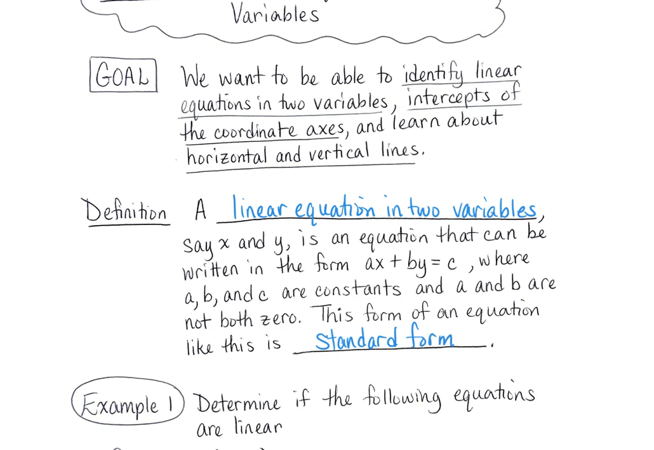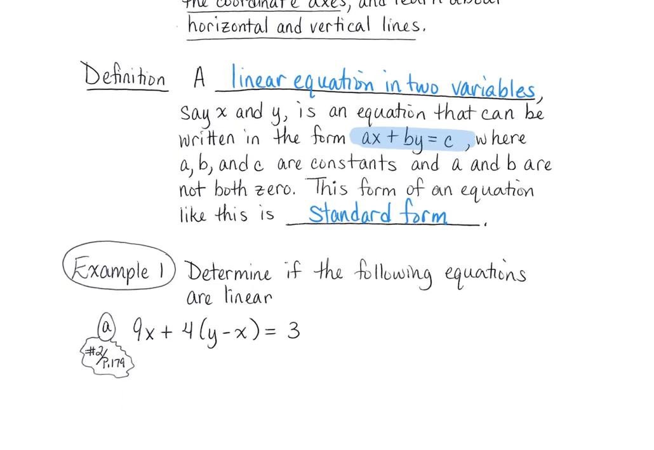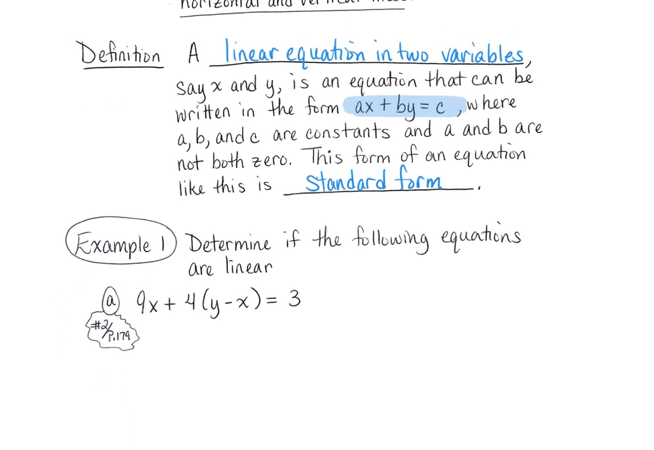So the takeaway from this definition: the standard form of a linear equation in two variables is given by ax plus by equals c, where a and b are not both zero, and they're constants or numbers, and c is a constant or a number.